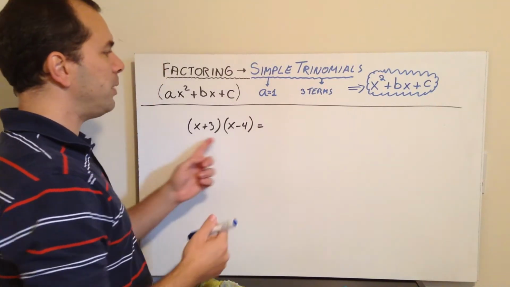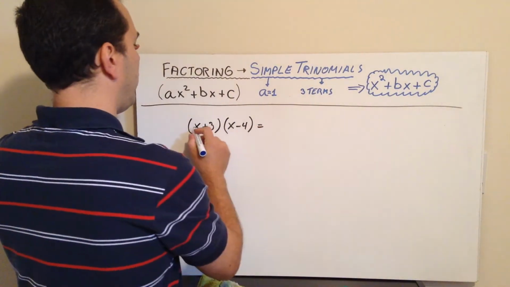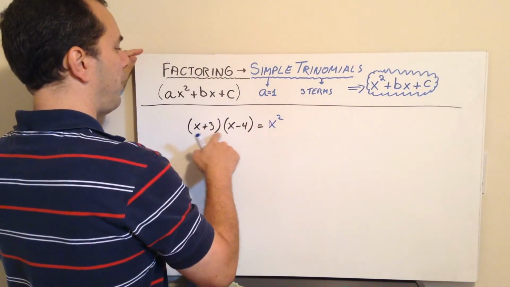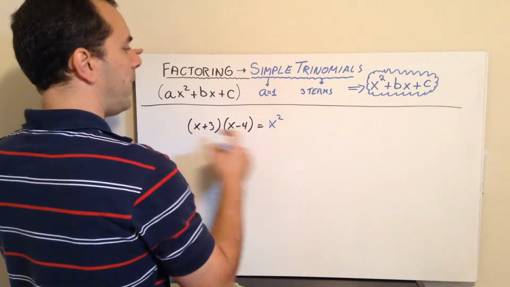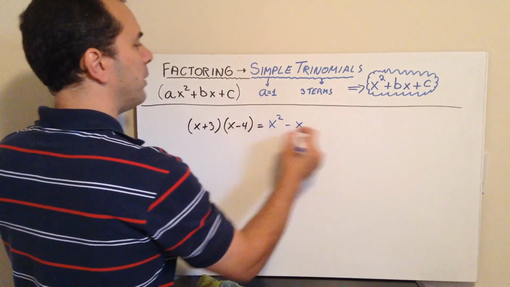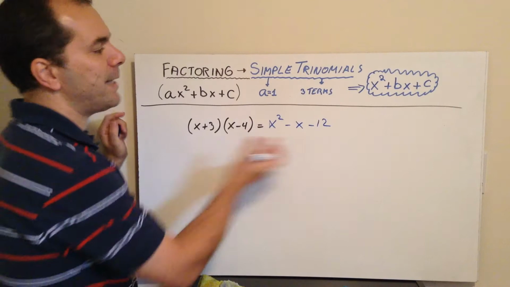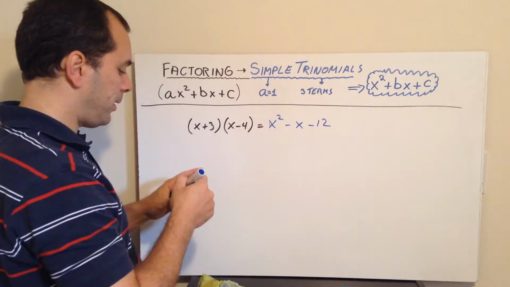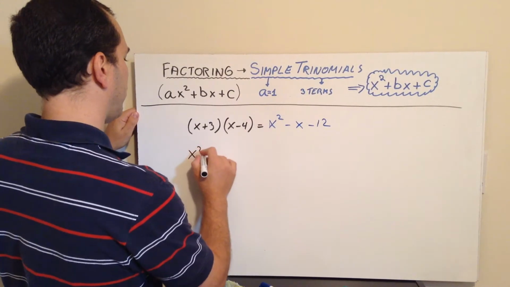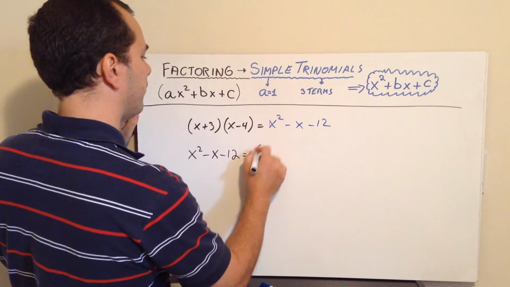So, if I were to expand this, x plus 3, x minus 4, I would end up with x times x gives me x squared. 3x minus 4x, it's minus x. And then 3 times minus 4, it's minus 12. Okay, so that's expanding. Now if I want to factor this, that means that they would have given me an equation that looks like this: x squared minus x minus 12.